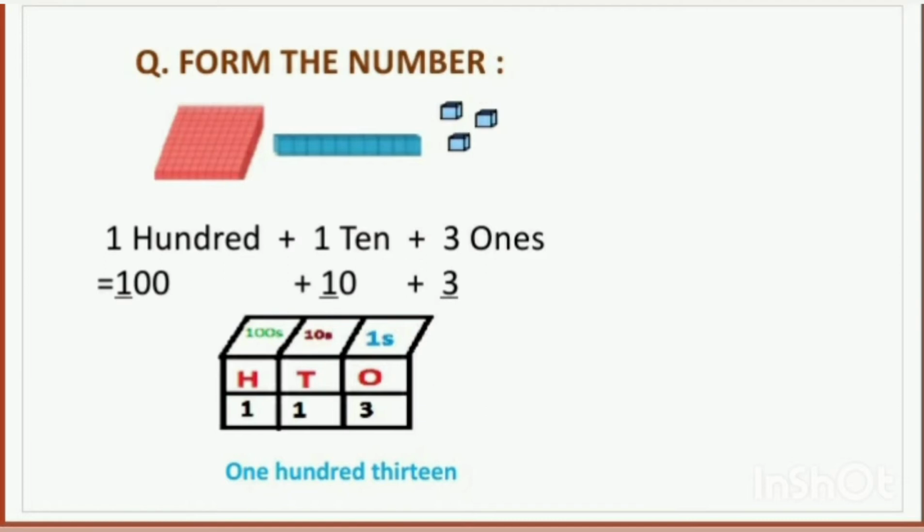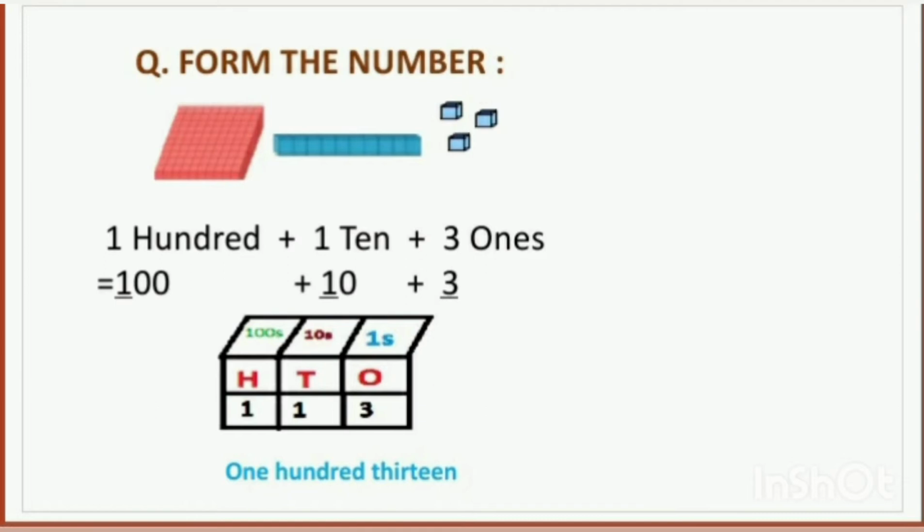Okay? Now see the bottom picture. You can see that in ones place 3 is written. How many units were given? 3 units, or you can say 3 ones were given. So in ones place 3 is written. How many tens were given?